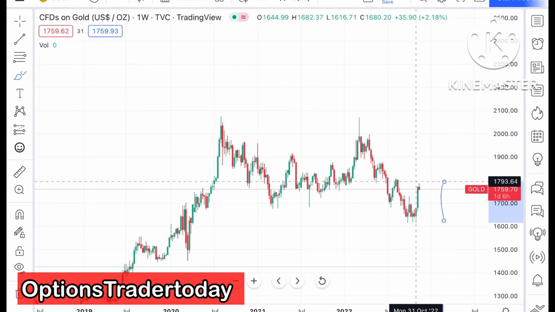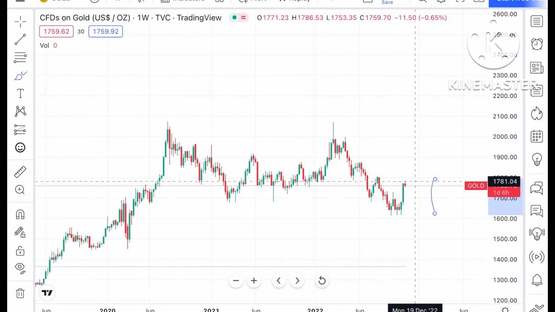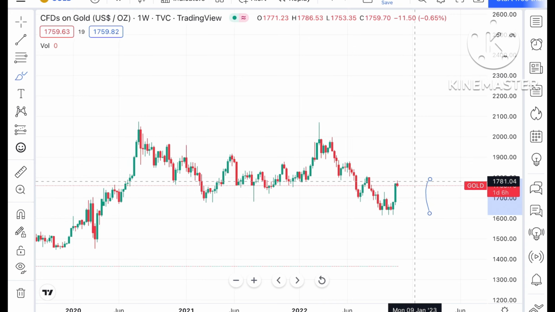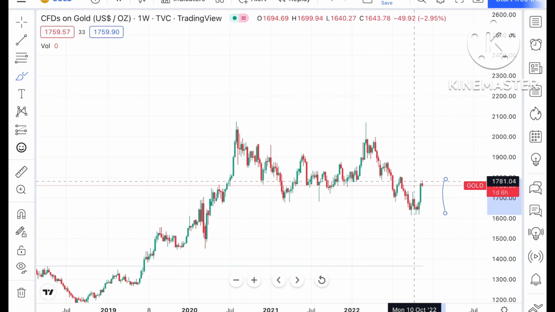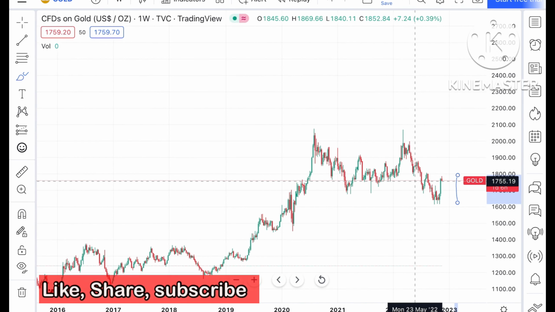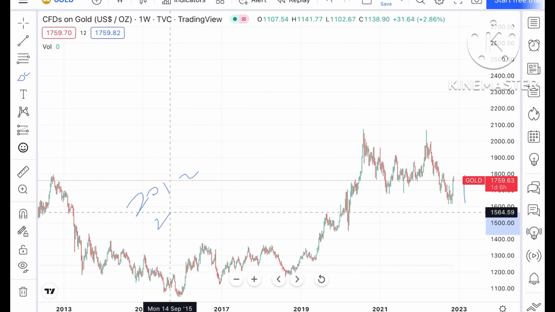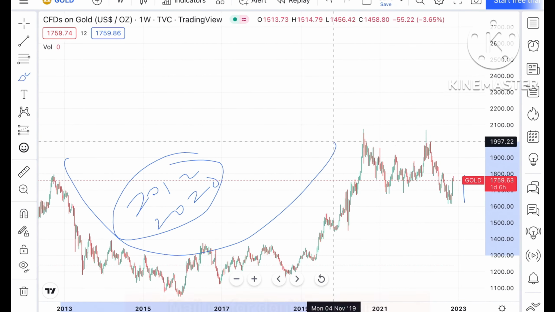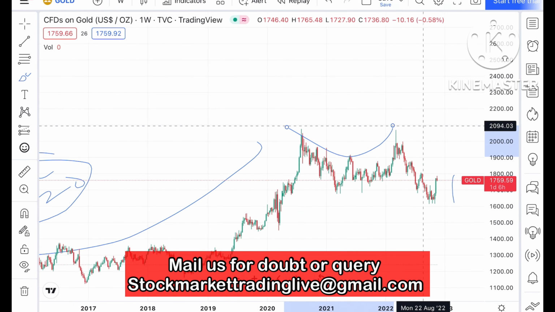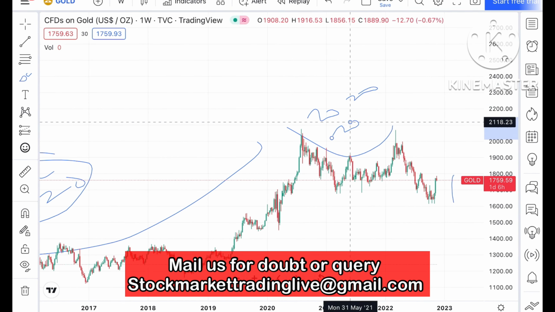So today in this video I'll explain how the price of gold has moved in the last week and how the price of gold can move in the next week. See, if you look at the chart of gold, we have seen two patterns forming. From 2012 to 2020, a U pattern was created. The same pattern is created here from 2020 to 2022.